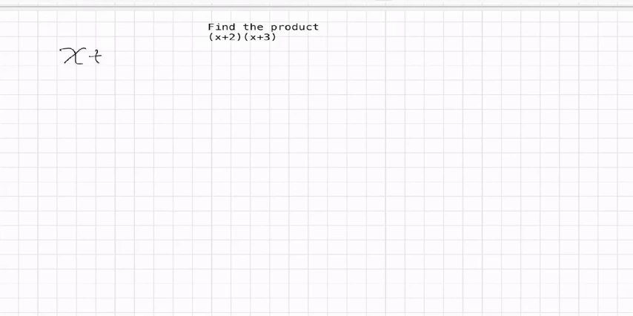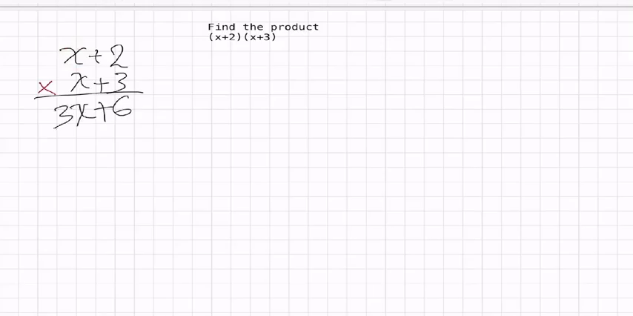(x + 2)(x + 3). We multiplied this one, multiplication sign, this here. Now, when we started multiplying, 3 times 2 is 6. We have a plus sign, and 3 times x is 3x.